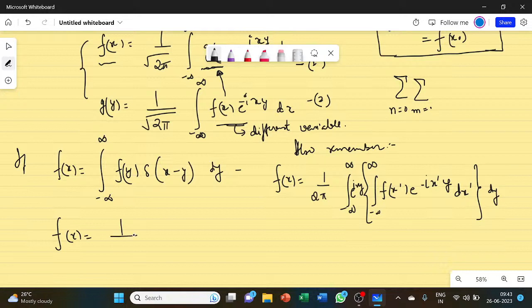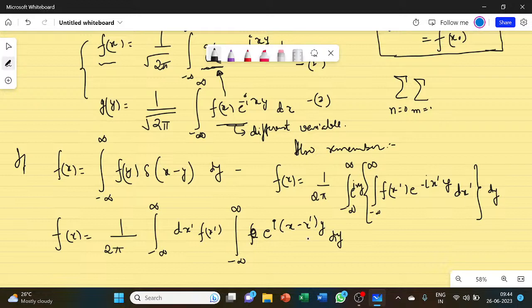f of x is 1 upon 2 pi, integral from minus infinity to plus infinity. If I take this dx dash and f x dash outside, so basically what I'll do, I'll take dx dash and f x dash outside, and this integration from minus infinity to plus infinity, I will write e to the power iota, what is remaining, x minus x dash y, and then dy.